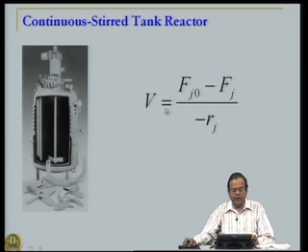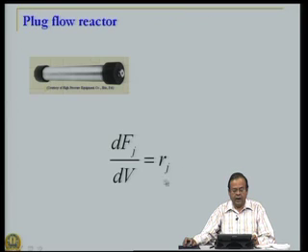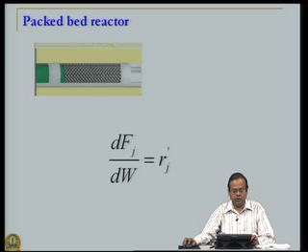The volume of the reactor is equal to Fj0 minus Fj divided by minus Rj, and this is our mass balance equation for the stirred tank reactor. For the plug flow reactor, dFj/dV is equal to Rj. Now, one question we may want to ask ourselves is, how do these two reactors compare with each other when it comes to performance for certain chemical reactions, when reactions are taking place.